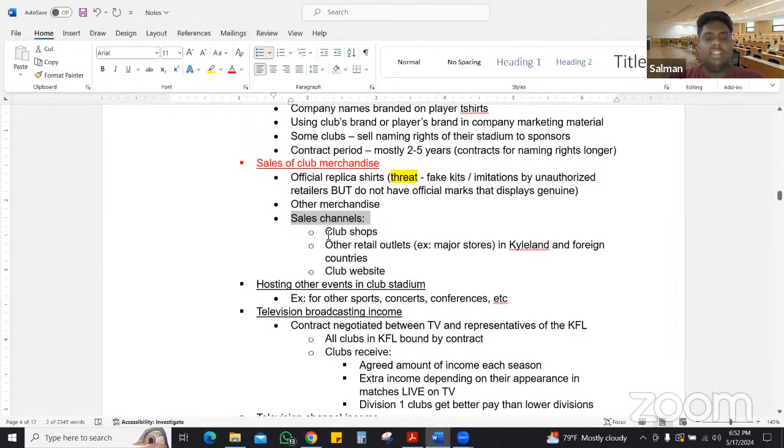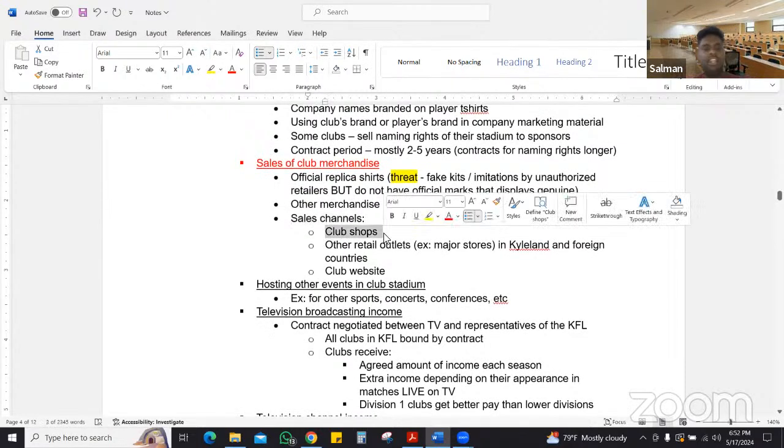There can be other merchandise and also the sales channels. Merchandise sales channel. One is club shops. There are shops owned by the club, run by the club.